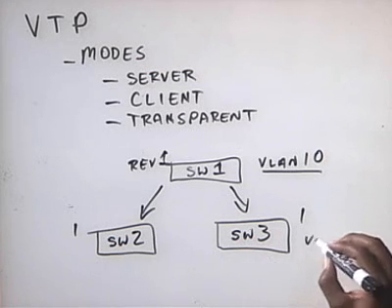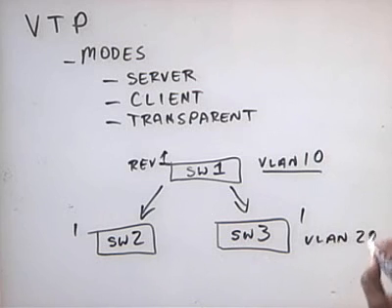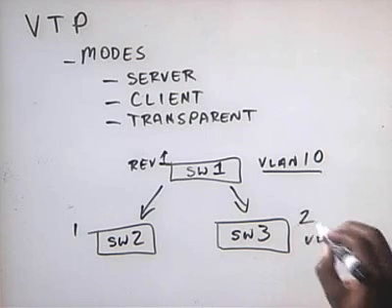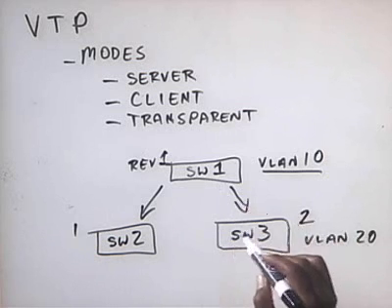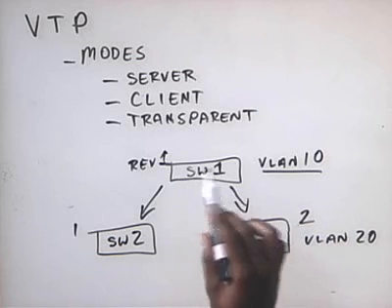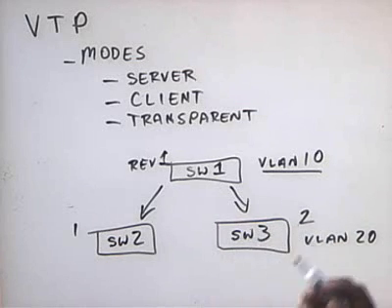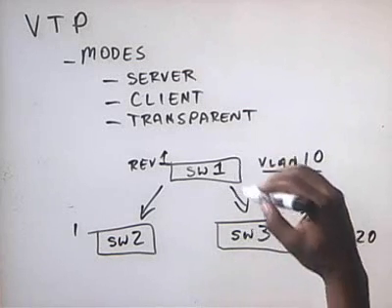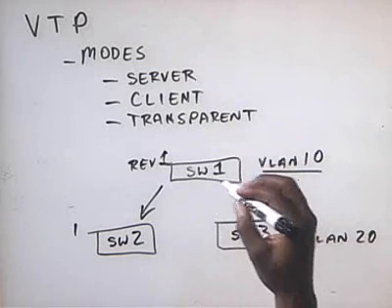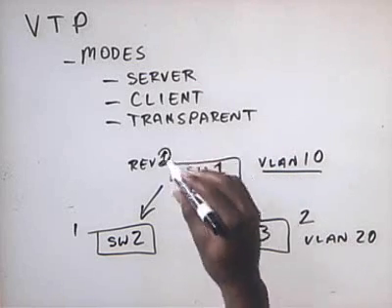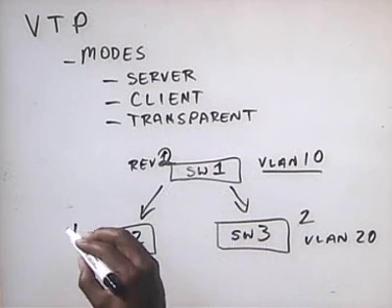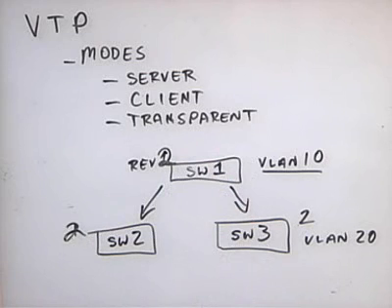If on switch 3 I then go and add VLAN 20, this changes the revision number here now to revision number 2, at which point when switch 3 and switch 1 compare notes, switch 1 will see that switch 3 has a higher revision number and will synchronize to switch 3's information, bringing the revision number to 2 on switch 1, and eventually switch 2 will synchronize as well.